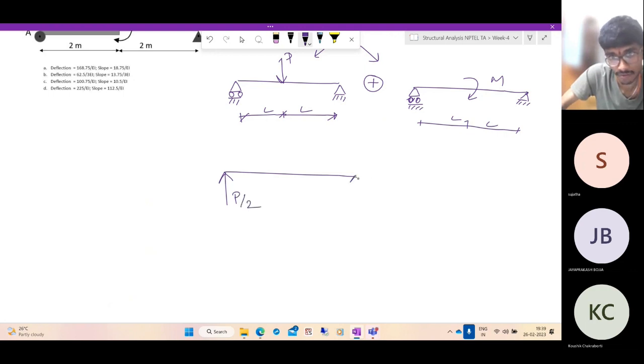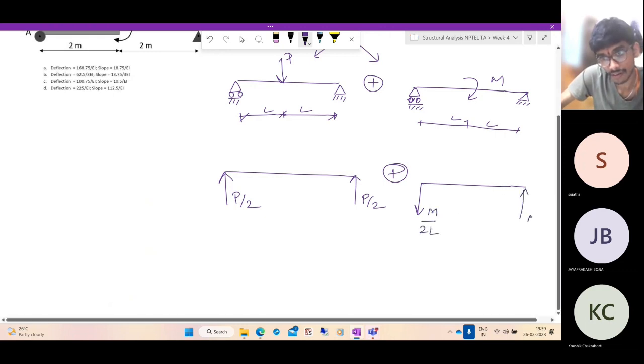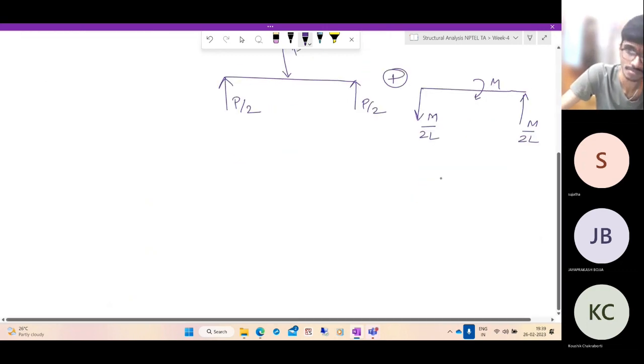P by 2, P by 2 plus this side, what do we have? We did in the first problem, right? M by 2L, M by 2L. M. Straightforward. We'll draw the bending moment diagram.